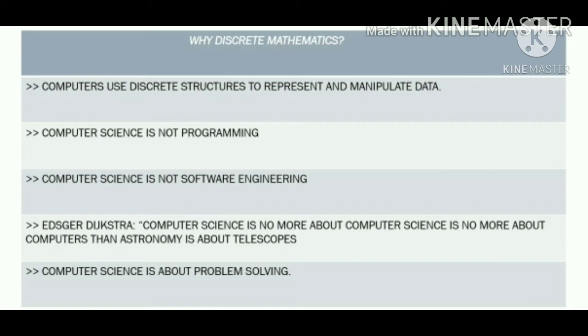Computers use discrete structures to represent and manipulate data. Computer science is not programming. Computer science is not software engineering. Computer science is no more about computers than astronomy is about telescopes. Computer science is about problem solving.